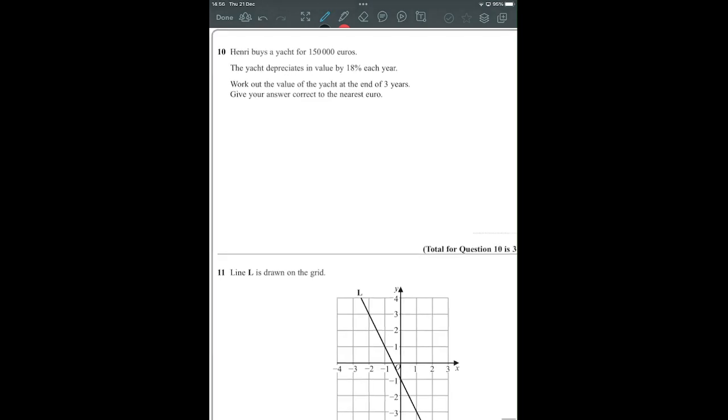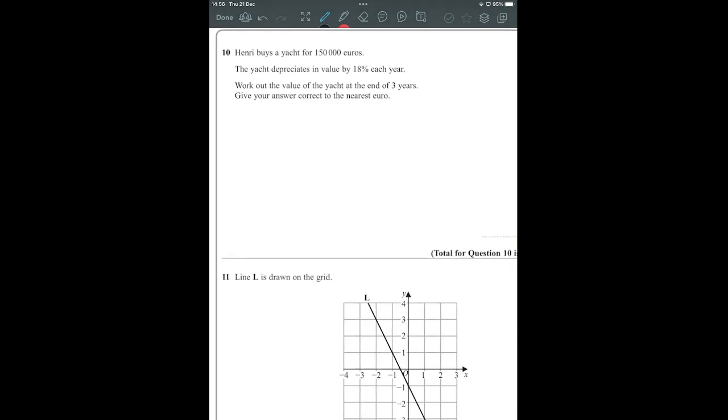We have our compound interest question. We have 150,000. It's depreciating. It's going down by 18%. Start with 100, lose 18 is 0.82 as our multiplier. And we're doing that for 3 years. So we'll put to a power of 3.